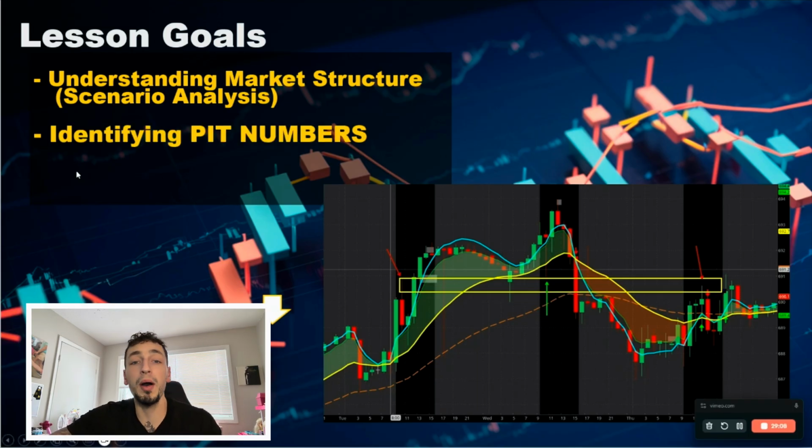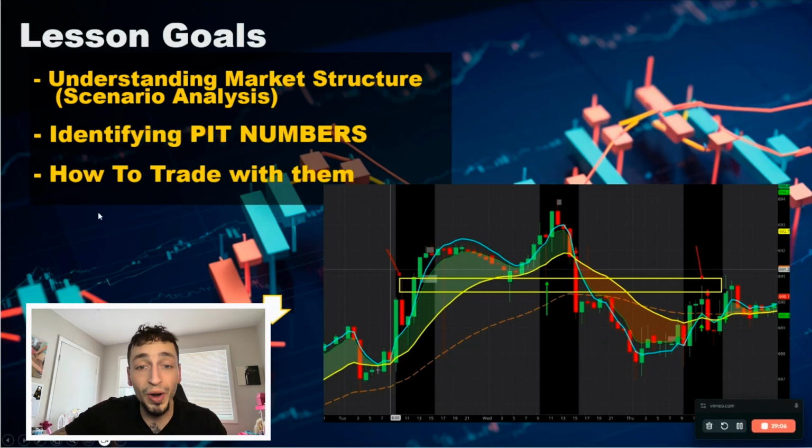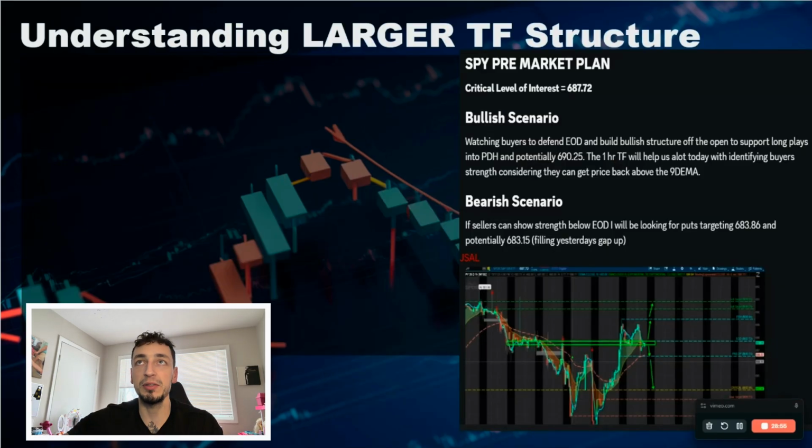Identifying PIT numbers. We're going to talk about what they are, all right? We're going to talk about how to trade with them in a way that helps you actually make way more money, because when you're less confused, when you understand the market better, you make way better decisions. So let's break right into it.